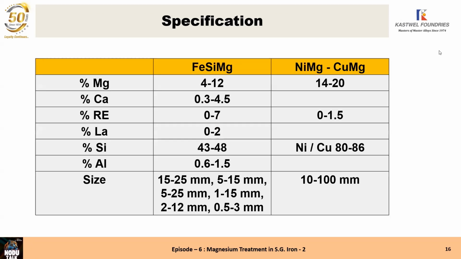The specifications, you can see: magnesium 4 to 12, different types. Calcium 0.3 to 4.5, rare earths 0 to 7, lanthanum 0 to 2, silicon 43 to 48, and aluminium 0.6 to 1.5. You can choose the one that is best suited for you after you have calculated everything. The same for nickel magnesium and copper magnesium.